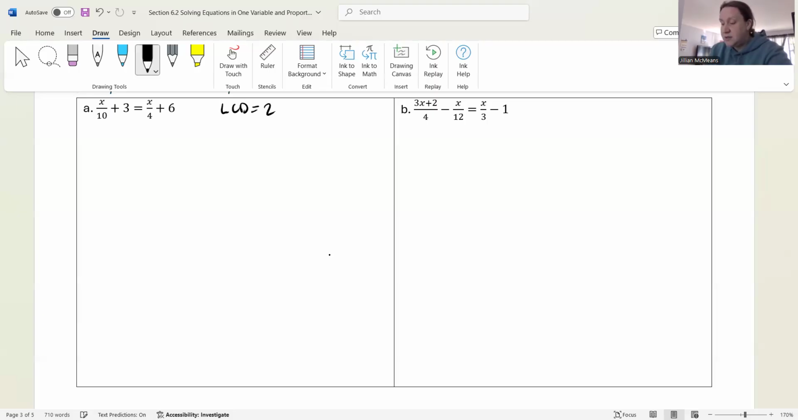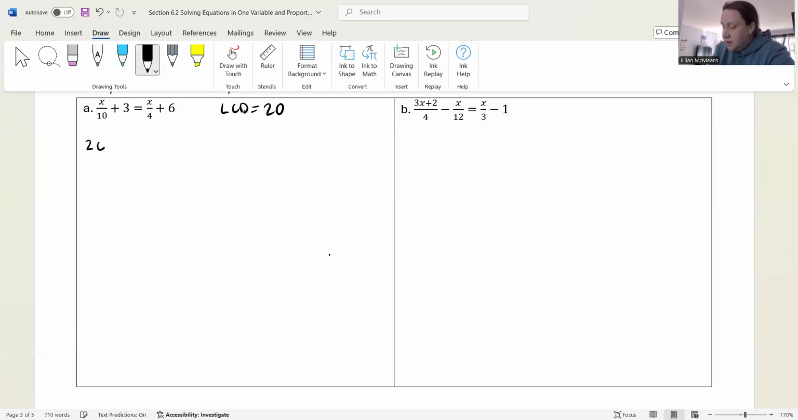The good news is the LCDs we're going to work with are not going to be crazy in this class. They're going to be stuff that you can do pretty quickly in your head, okay? So now I know that my LCD is 20. What I want to do now is multiply both sides of the equation by 20 and then distribute. I just tell my students to multiply all terms by the LCD.